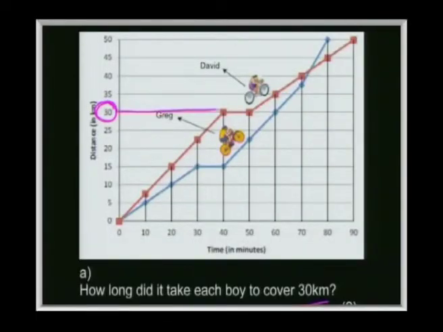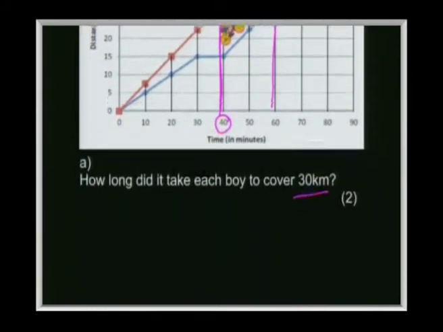And as you can see, we've got the 2 boys who did 30 kilometers in very different times. So let's start off with David, who did 30 kilometers the fastest. And as you can see, I've drawn a line until I hit David's graph, drop a line down, and as you can see, David did his 30 kilometers in 40 minutes.